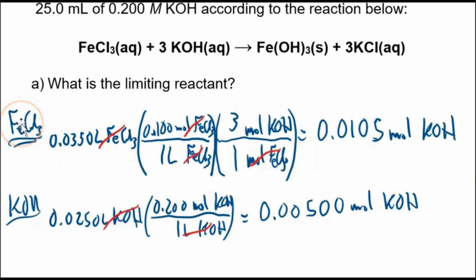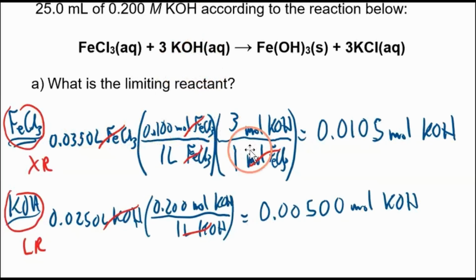All right, so look at this. The iron 3 chloride needs 0.0105 moles of KOH, but we don't have this much. We only have 0.005. So we don't have enough KOH to react with all of the iron 3 chloride. Therefore, this is our limiting reactant. This is our LR, and then this one has to be the excess reactant.